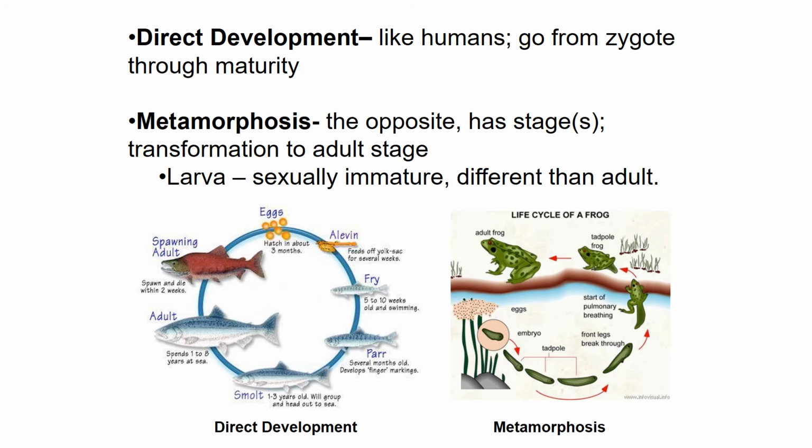Metamorphosis, or indirect development, is sort of the opposite. Offspring are sexually immature like in direct development, but they also look significantly different than the adult form. Think of a tadpole that becomes a frog, or a caterpillar that becomes a butterfly. The larval stages have no resemblance to the adult.